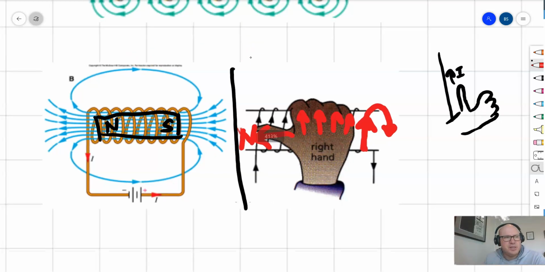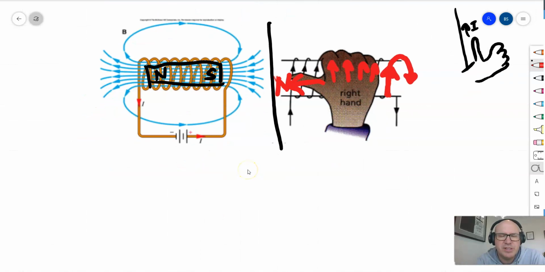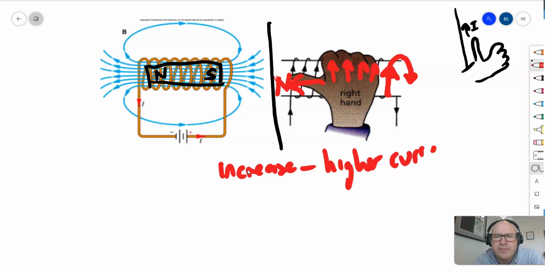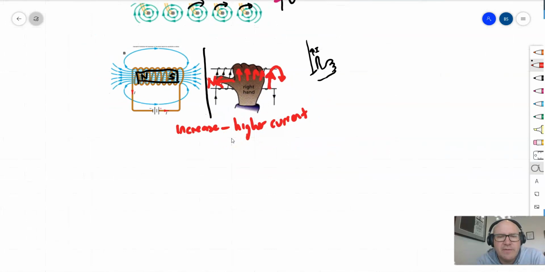Now you notice that the solenoid is stronger in the middle, where the field lines are much closer together, and a lot weaker on the outside. And the good thing about solenoids is they create a uniform field in the middle there. Now, how can you increase the strength? You can increase the strength by having a higher current. You could have more coils, and that will help make the strength a lot stronger.